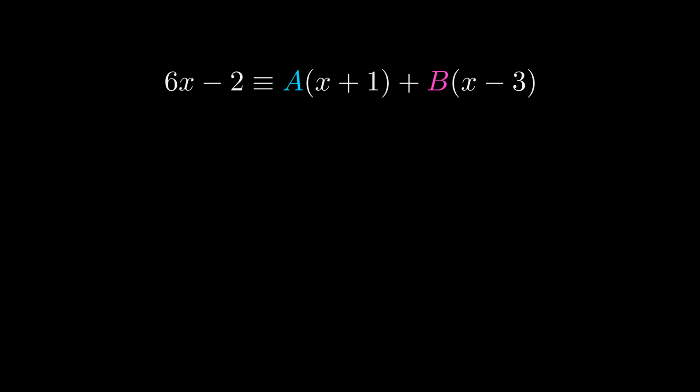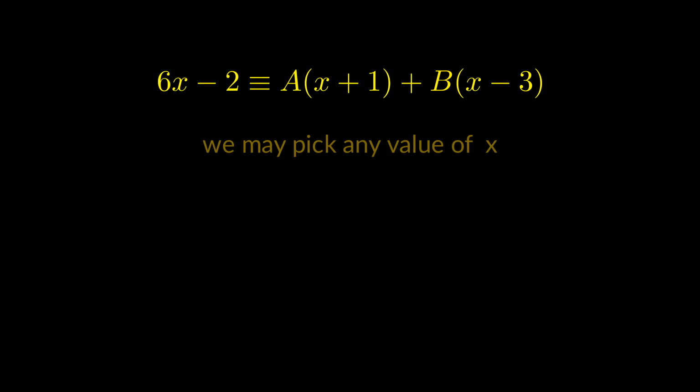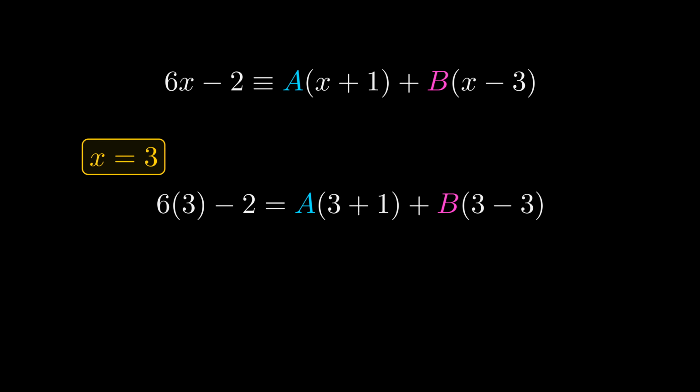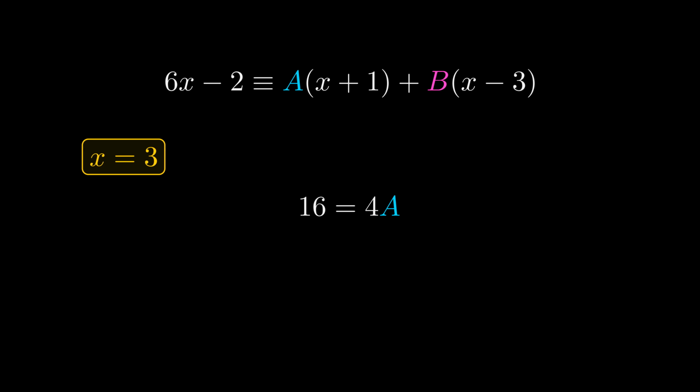Here's the sneaky part. Because it's true for every x, we are allowed to just pick one. And we pick the value that makes life easiest. Let x be 3. Now watch the B term carefully. x minus 3 turns into 0. And the whole B piece simply vanishes. The left side becomes 16. The right is 4 lots of A, so A has to be 4. That's one of them down.